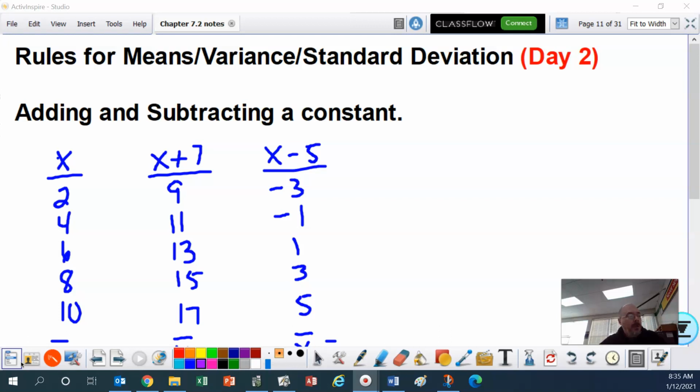All right, today we're going to be talking about adding and subtracting constants and looking at the rules of means, standard deviations, and variance. Some really important rules, details. Remember, folks, details, details, details. All right, here we go.